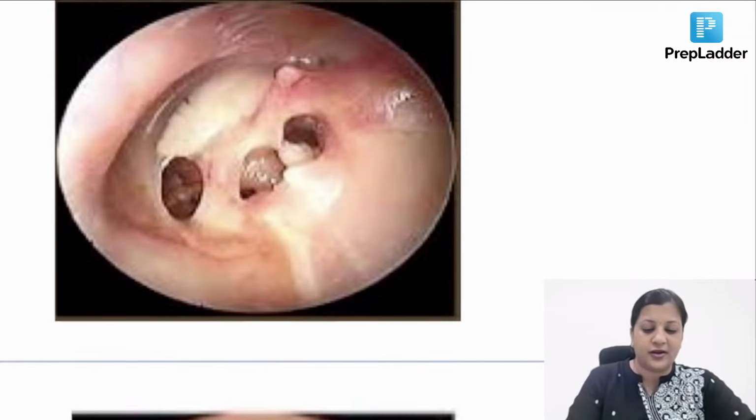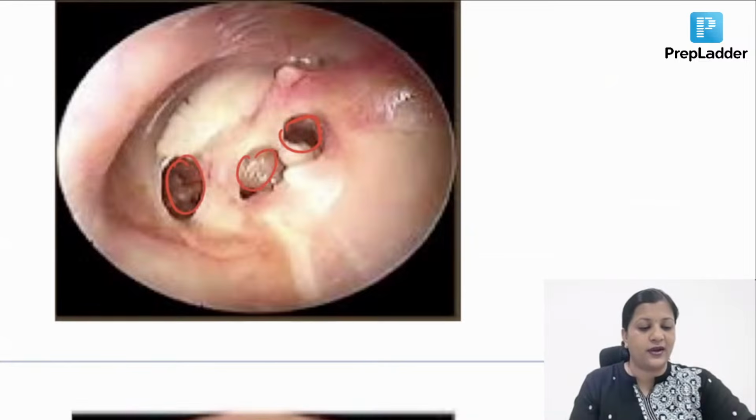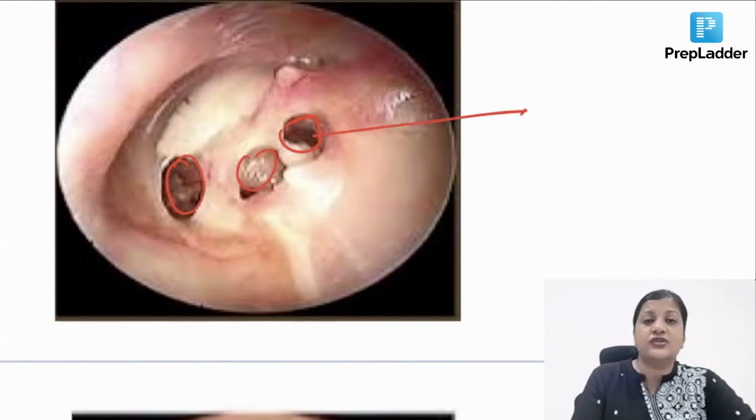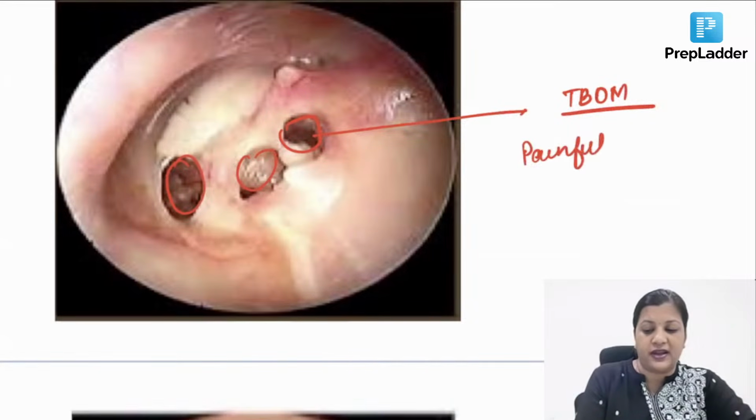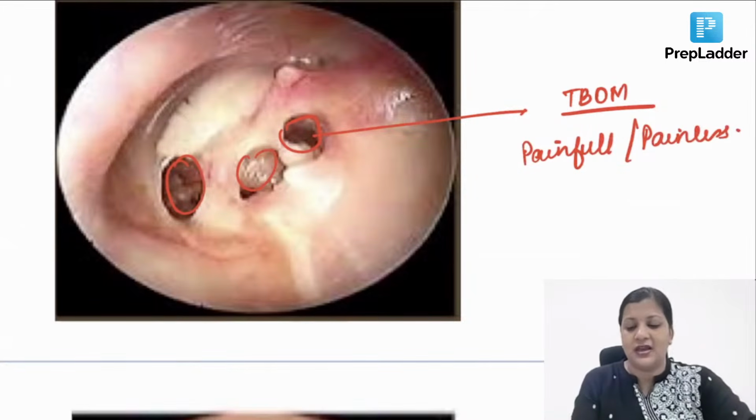You're seeing here multiple perforations. Very good. I see all of you are jumping to the diagnosis very quickly, which means that it's all going fine. Right. So when you see multiple perforations, it is tubercular otitis media. My question to all of you, is it painful or is it painless? This is the very important clue that will be given to you in the exam. So answer this question, painful or painless.